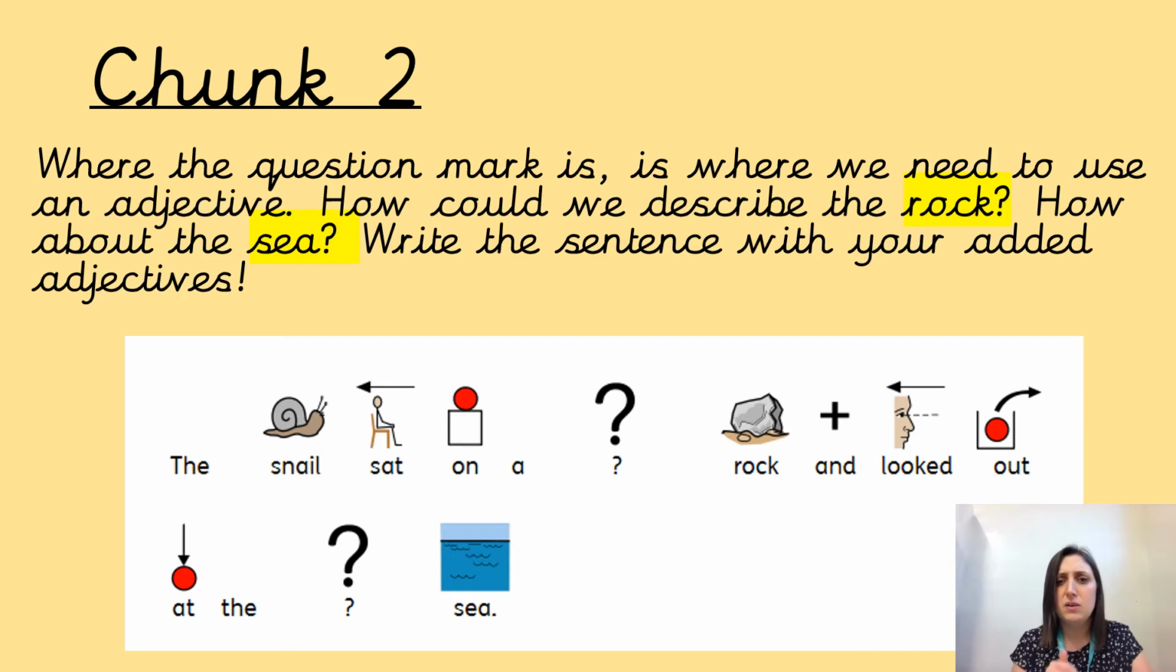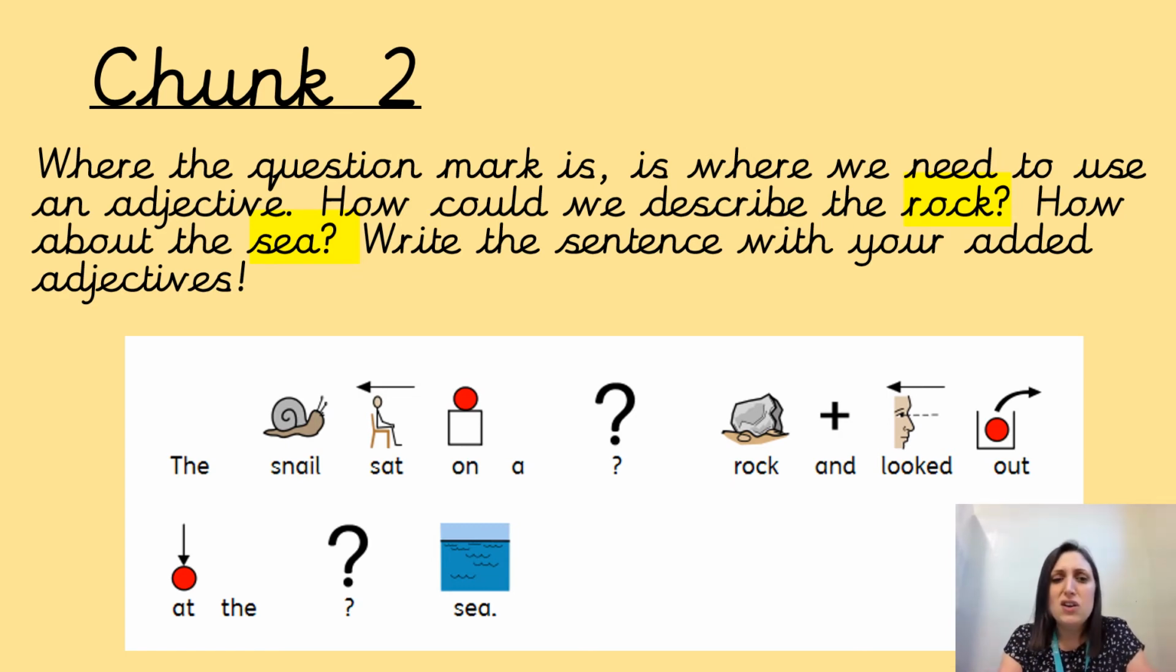So the snail sat on a something rock and looked out at the something sea. So where that question mark is, it comes just before rock. So rock is the object, rock is the noun. So the snail sat on a something rock. Think about how you could describe that rock. Maybe think of the colour of the rock, maybe think of the feel of the rock. I'm not sure a rock would be smooth like your skin might be, or smooth like a tabletop would be. So think about how you could describe that rock.